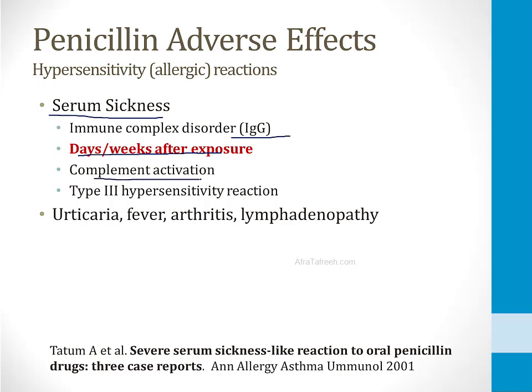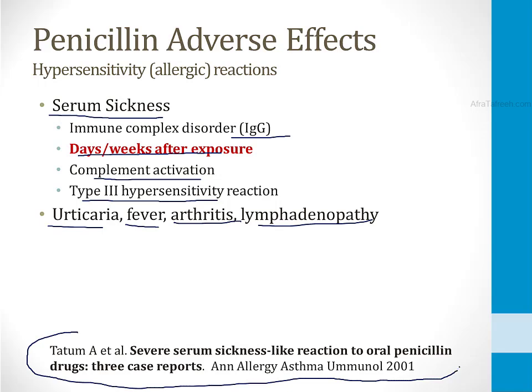This will lead to complement activation. This is an example of a type 3 hypersensitivity reaction. So these circulating antibodies will deposit in lots of different tissues and cause diffuse symptoms. Urticaria can be seen, also fever, also arthritis, also lymphadenopathy. And I've listed a review article at the bottom of the screen if you want to read more about serum sickness in the setting of penicillin.